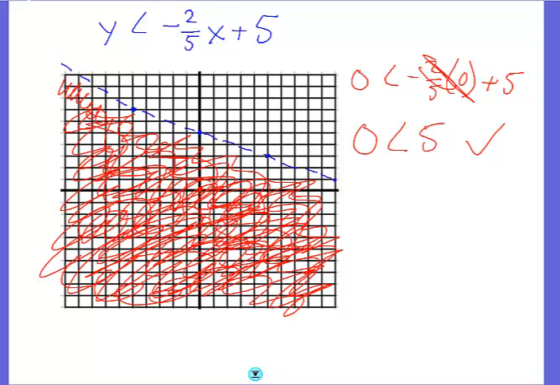Okay? In the next example, you won't be able to, and I'll explain what you do then, and it's very simple. But if that test point makes your inequality true, you shade on whatever side the test point's on. If it doesn't make it true, shade on the opposite side. So let's try one more, just so we can cover all the bases.